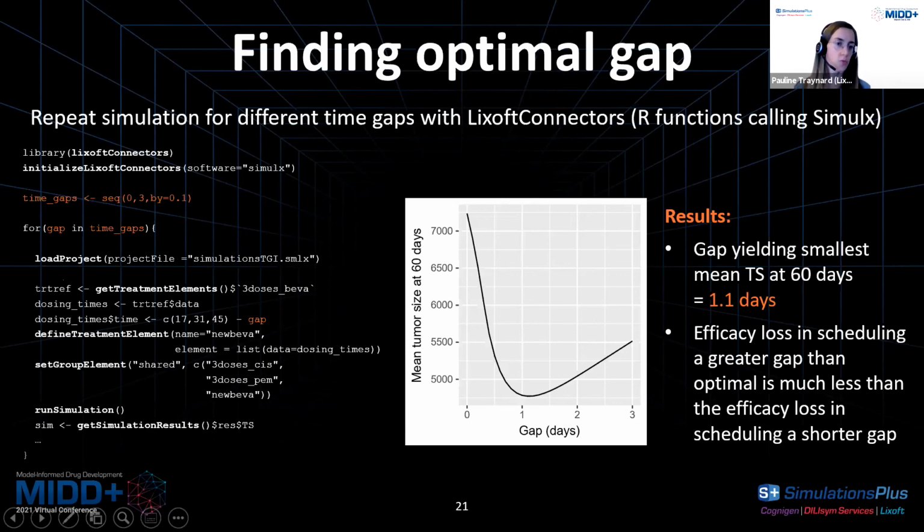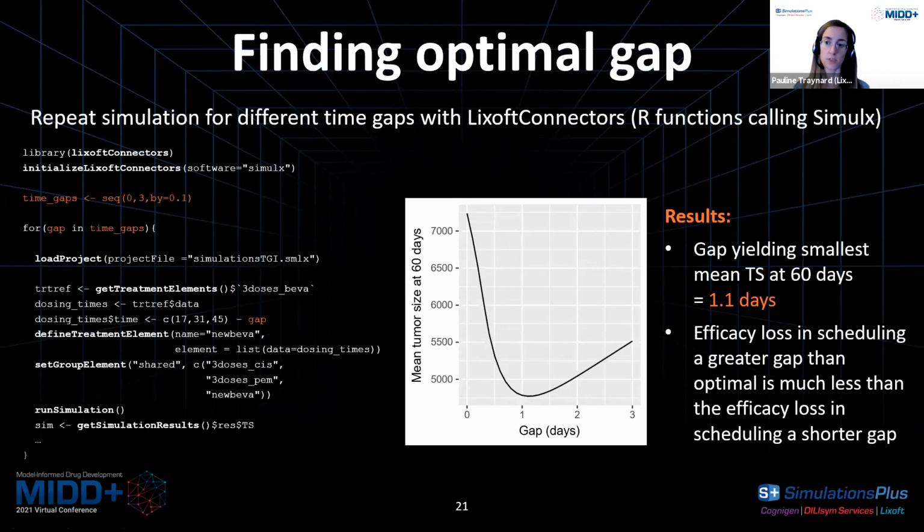And I use some functions from the list of connectors to load the project, to modify the group element to switch the dosing time with the gap, and then run the simulation and get the simulation results. And then I have not written the rest of the scripts, but this would be just some post-processing of the results to get, for example, the mean tumor size at 60 days as an endpoint of the simulation. And with this, I can now find that the optimal gap for the mean tumor size at 60 days is this minimum here. It corresponds to 1.1 days between bevacizumab and chemotherapy.